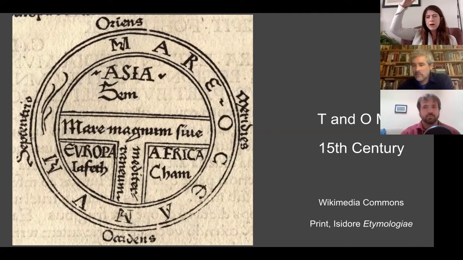So Asia is at the top, so medieval maps were oriented to the east, literally oriented. And Asia is at the top. Then at the bottom you have Europe, and then you have Africa. And the TO map is a great little diagram here that shows this very clearly. In the Mappa Mundi, you get the same structure, but it's less easy to see sometimes. And this little TO map is very commonly found in Isidore's Etymologies.